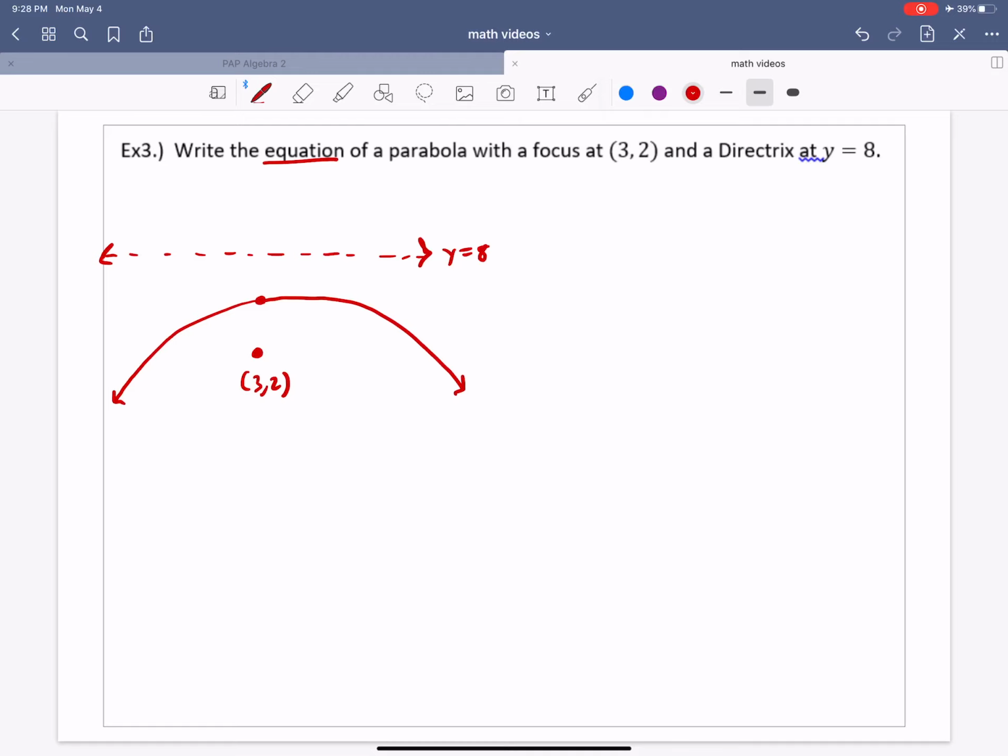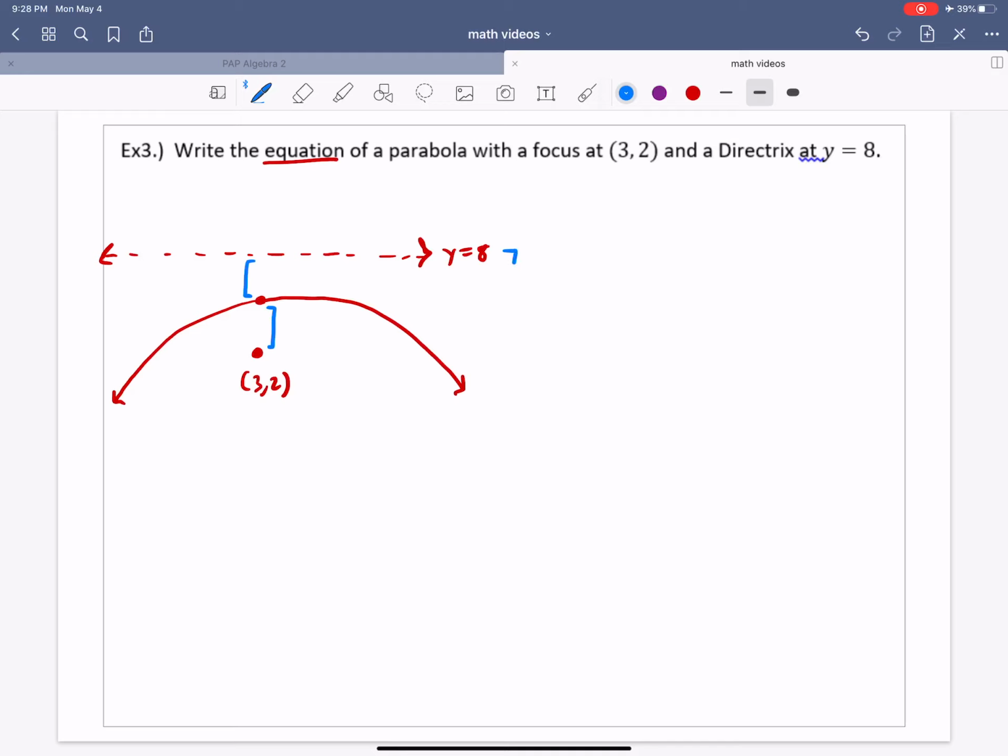Well, Cosette, how do you know it opens down and not up? Well, when we labeled the graph, I told you that the parabola will always eat the focus. So the focus needs to be on the inside of that parabola. Now, the other thing that we know is that this distance here and this distance here have to be the same.